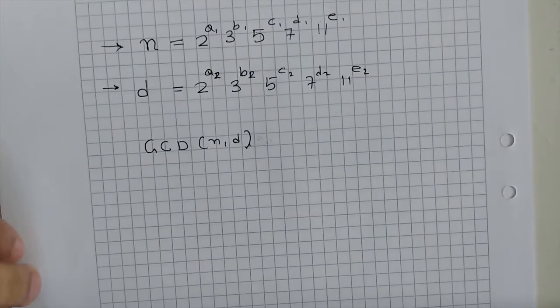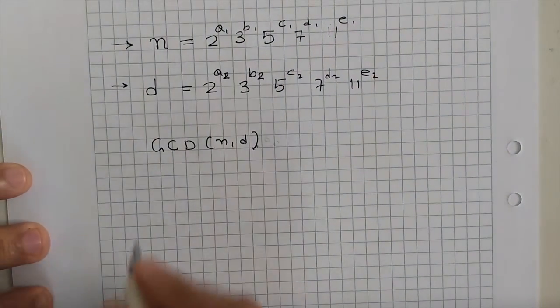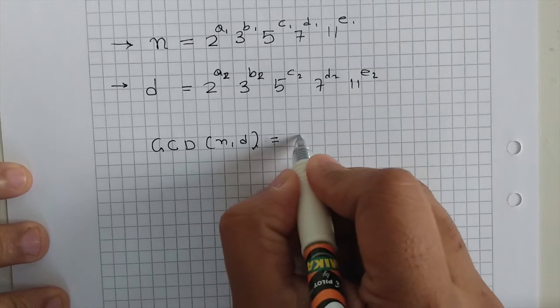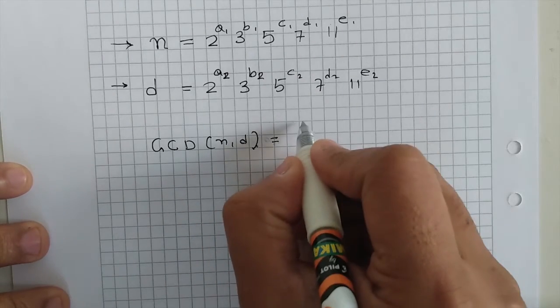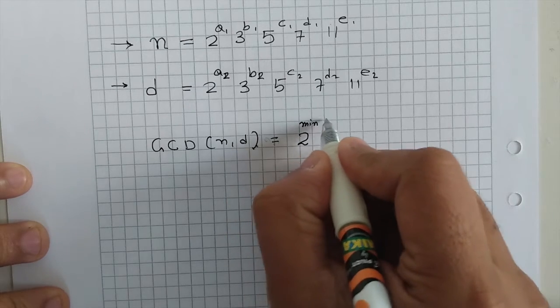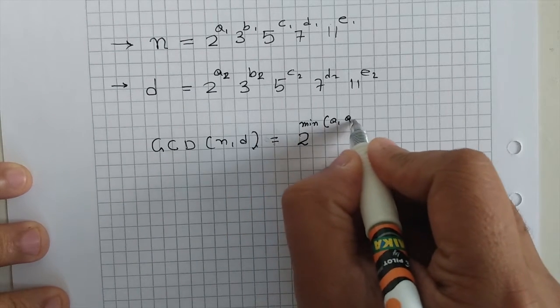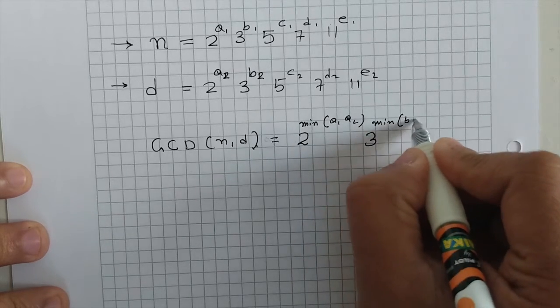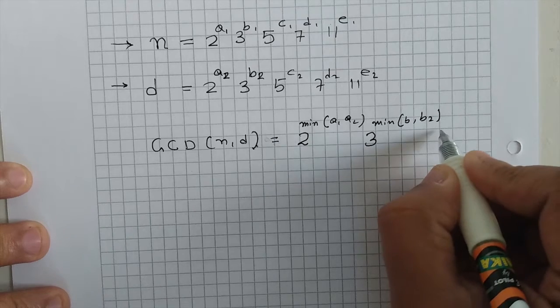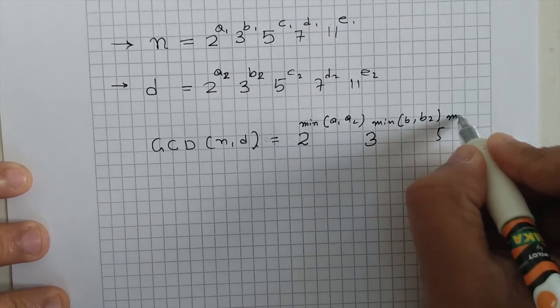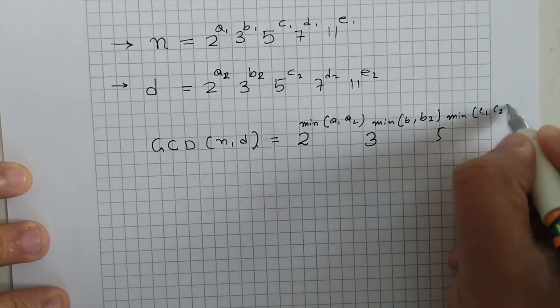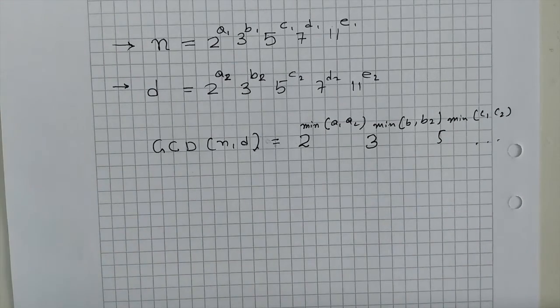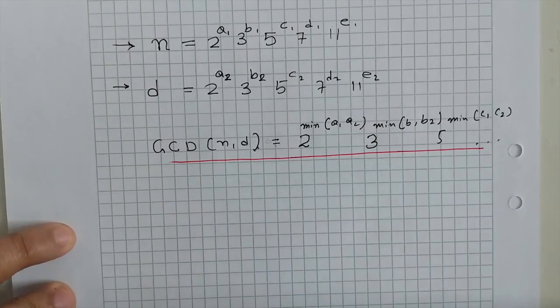According to the Fundamental Theorem of Arithmetic, the GCD of n and d would be 2 powered the minimum of a1 and a2, and 3 powered the minimum of b1 and b2, and 5 power the minimum of c1 and c2, and so on and so forth. So this is very easily explained, the GCD of any number, using the Fundamental Theorem of Arithmetic.